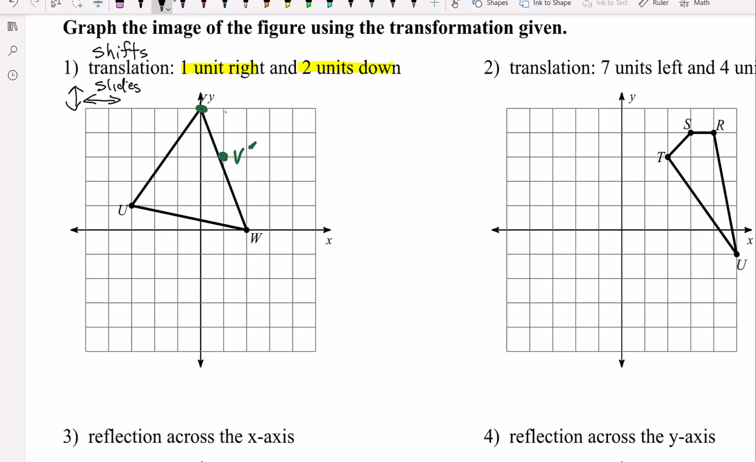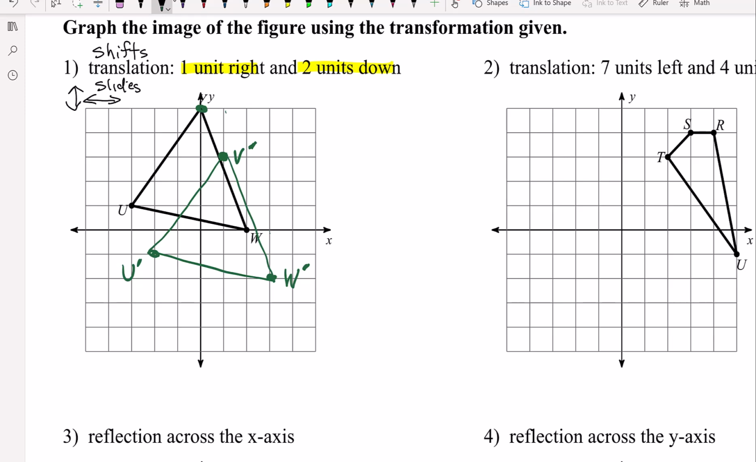Then we would take W and move 1 unit to the right, 2 units down. This would be W prime. And then U, 1 unit to the right, 2 units down. This would be U prime. Make sure they're using their rulers. And boom, you have the transformation.